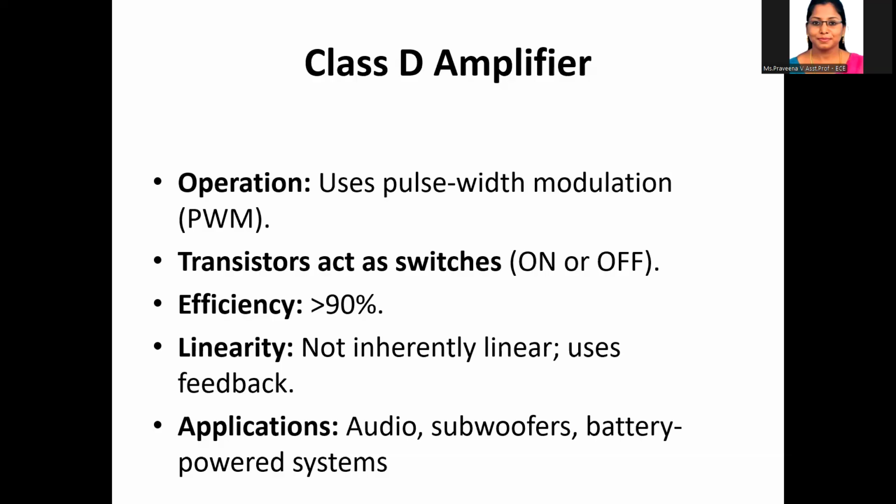Which amplifier will be acting as electronic switch? Class D amplifier. It operates in on or off state. So the main advantage is that it gives very high efficiency, low power losses, compact size and lightweight design. It gives a longer battery life with portable devices. Main applications are audio power amplifiers, portable speakers, and battery powered systems.